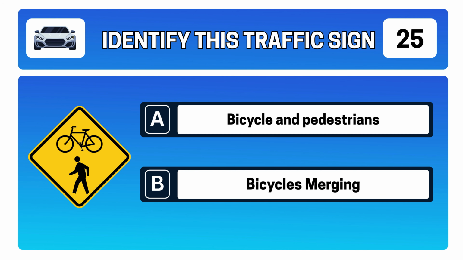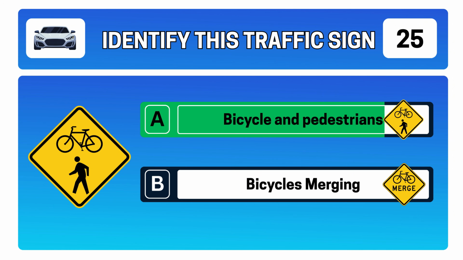Identify this traffic sign. A. Bicycle and pedestrians. B. Bicycles merging. Correct. It is the bicycle and pedestrian sign.